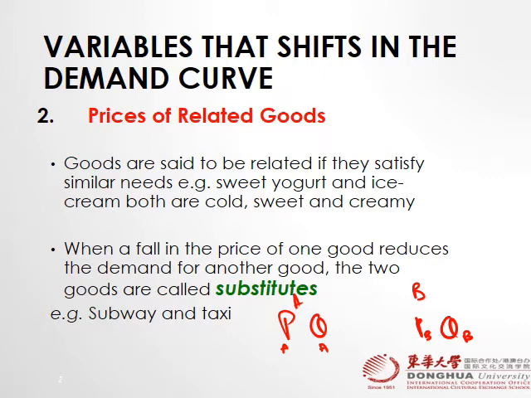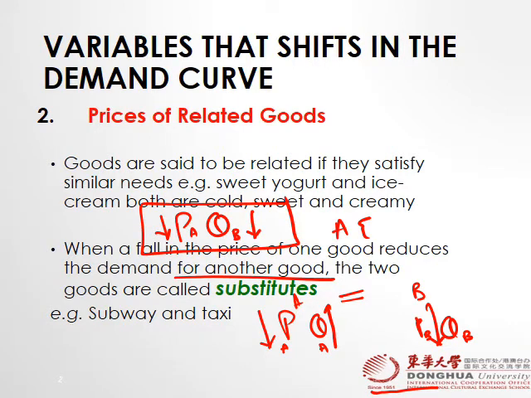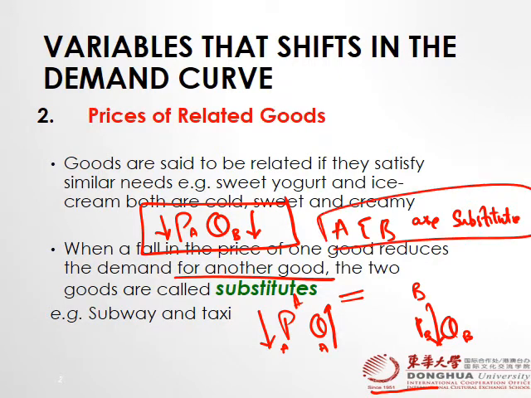So what the substitute is saying is that when a fall in the price of one good, for example, price of A falls, it reduces the demand for another good. What happened? These two things are said to be substitutes. If price of A decreases, it will increase the quantity demanded here. And B customers also shift here to purchase A goods, so it causes the reduction of the demand in the other product. Similarly, let me just read it again. When the price of one good reduces, the demand for another good also reduces. We call this A and B substitutes, right?